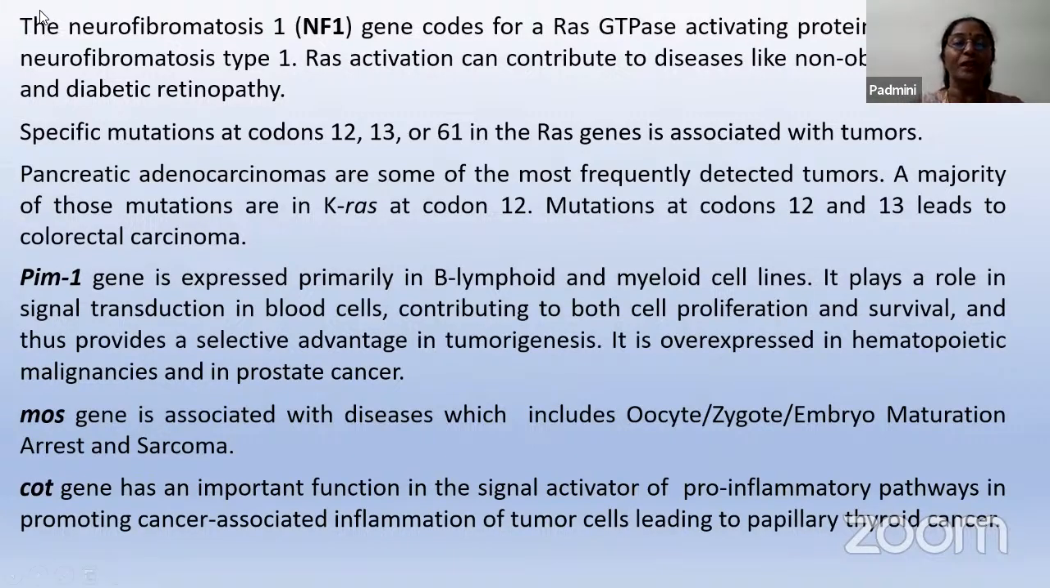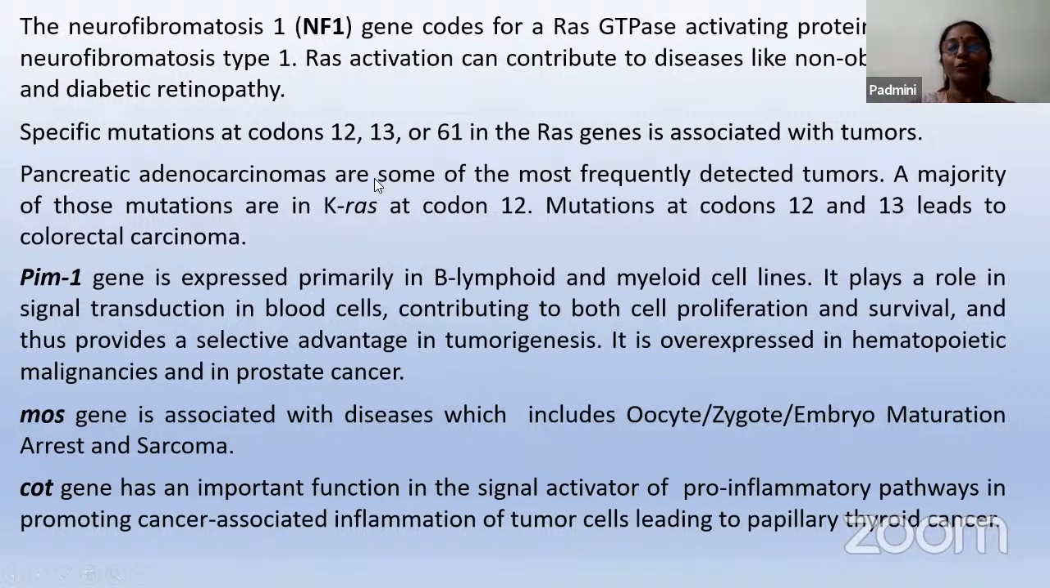Now, what happens during this activation? Specific mutations occur at codons 12, 13, or 61 in the RAS gene, which is associated with tumor cells. Remember the codon: 3 base pairs give you 1 codon, and that codon is the one that gives you specific proteins. So here, the RAS activation is because of neurofibromatosis type 1, which affects GTPase activation. There is a specific mutation, maybe at codon number 12, 13, or 61, which activates the RAS for tumor formation.